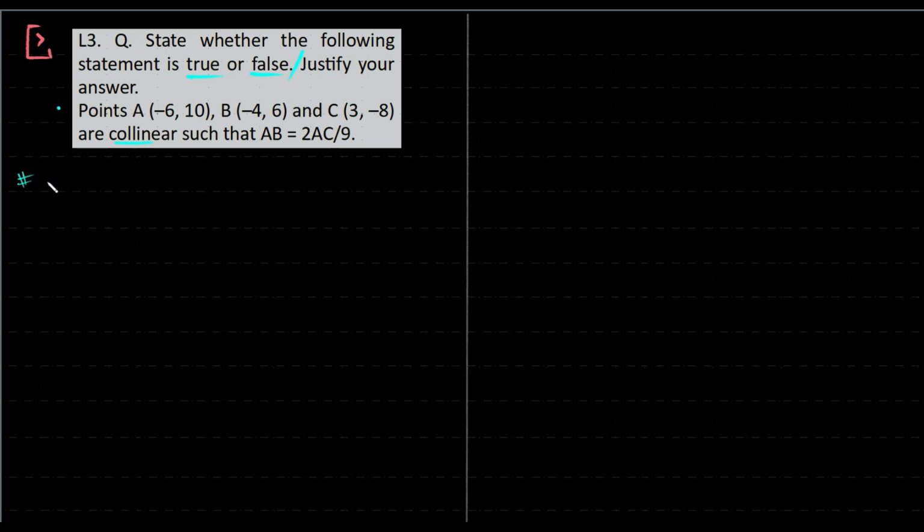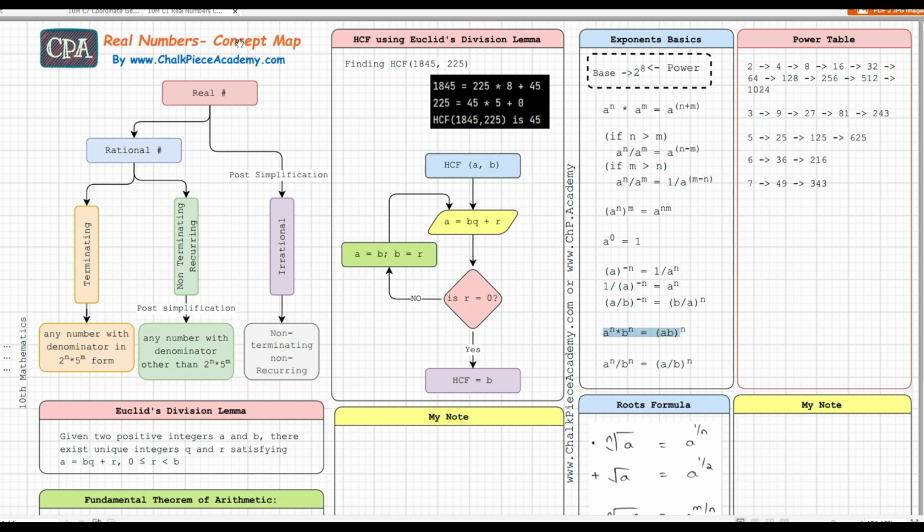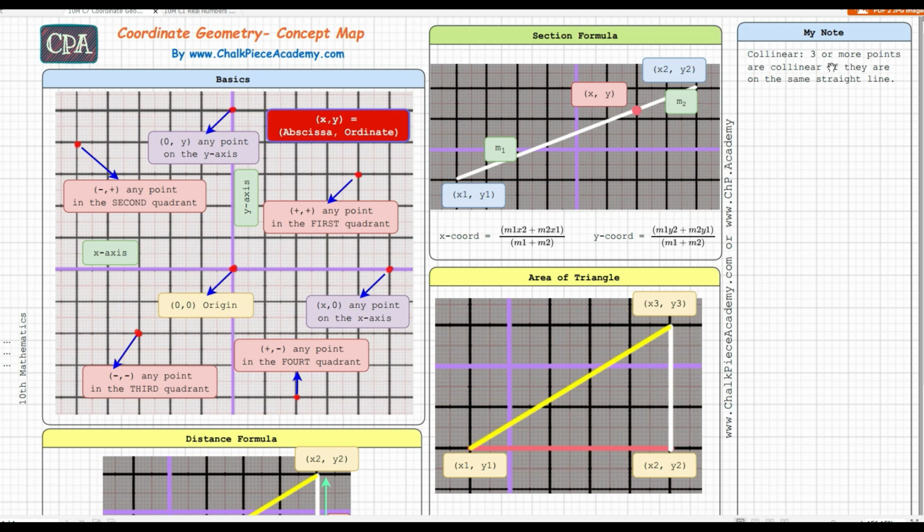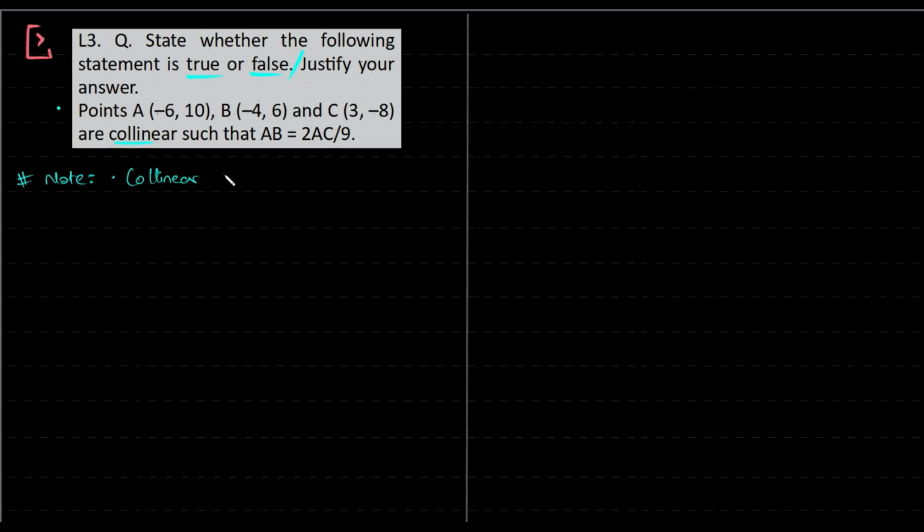First thing is, I would like you guys to understand the word collinear. If not, there's no point, right? So what is this collinear? Collinear, I made a point over here. So we have the collinear, yeah. Three or more points are collinear if they are on the same straight line. Okay, so that's about collinear.